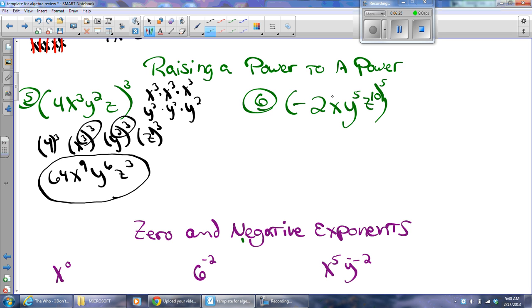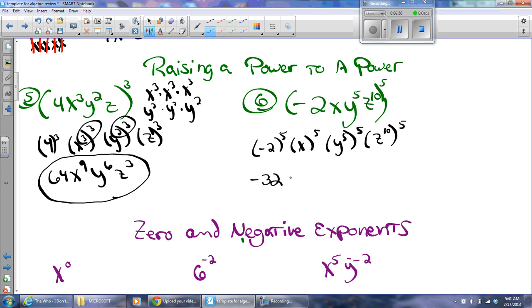All right, negative 2 to the 5th. So again, this is like negative 2 raised to the 5th, x raised to the 5th, y to the 5th raised to the 5th, and z to the 10th raised to the 5th. Well, 5 negative 2's, 5 2's will get me 32. Since there's 5 negatives, it's going to be a negative answer.